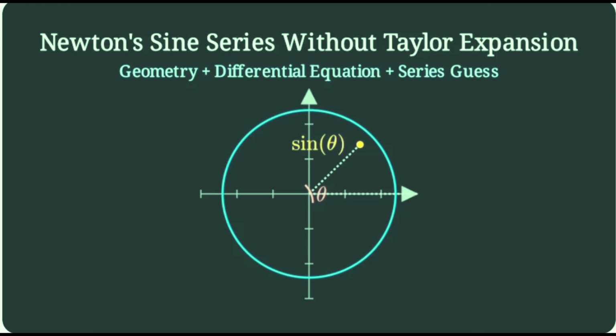Now here is a key idea Newton used. If you study circular motion or a simple pendulum for small angles, the vertical position behaves like simple harmonic motion. This leads to the differential equation: the second derivative of y is negative y.